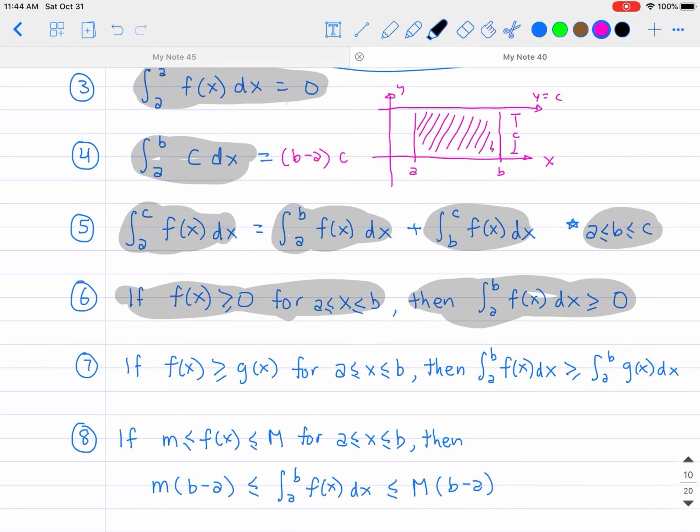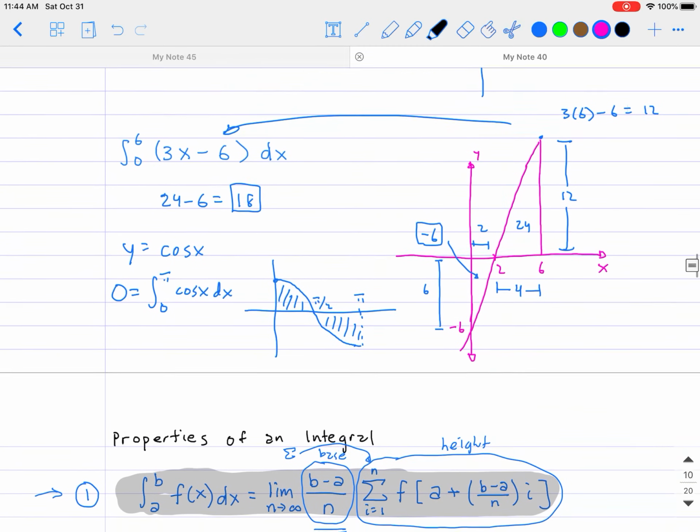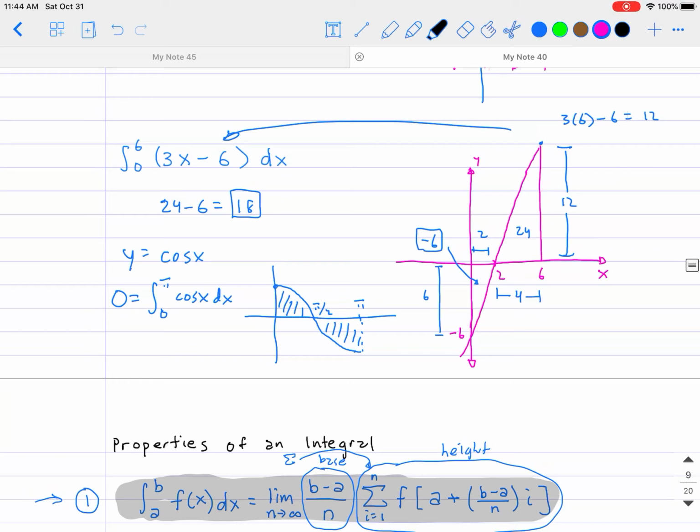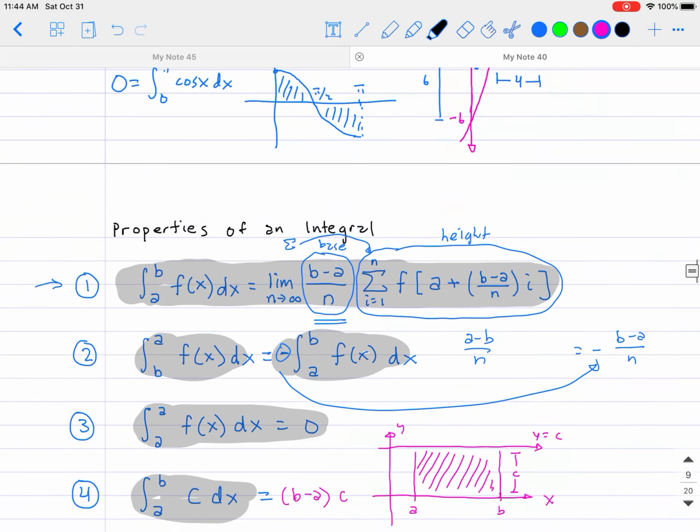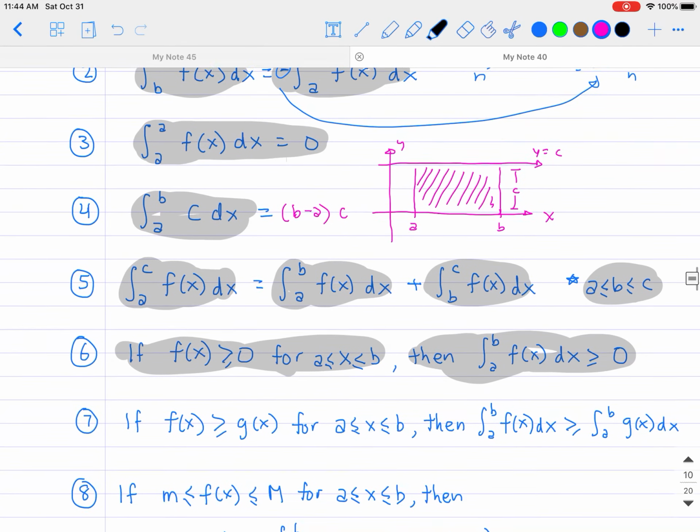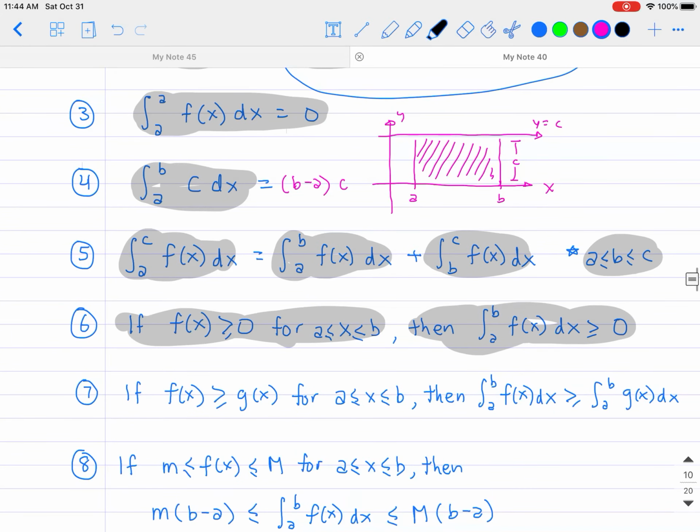If f of x is greater than 0 for all of x between a and b, then the area under the curve of f of x from a to b is going to be greater than 0. Well, we just kind of showed that over here. You can see that if your curve is strictly above the x-axis, then the area under the curve should be positive in this case. And that's what number 6 is talking about.